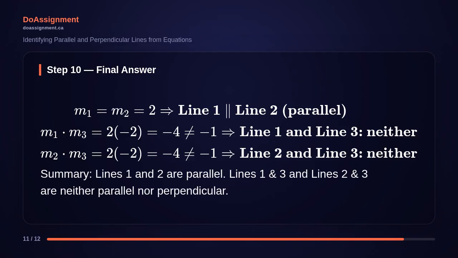To summarize, line 1 and line 2 share slope 2 with different y-intercepts, so they are parallel. Line 3 has slope -2. The product of 2 and -2 is -4, not -1, so neither pair involving line 3 is perpendicular, and since the slopes are not equal, they are not parallel either. Line 3 is neither parallel nor perpendicular to the other two lines.